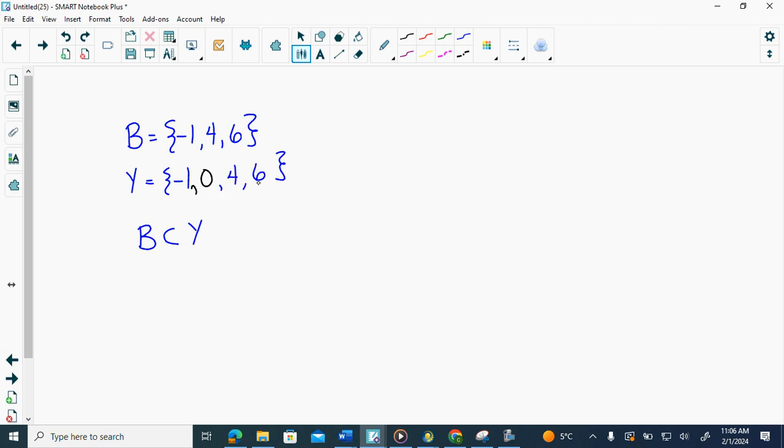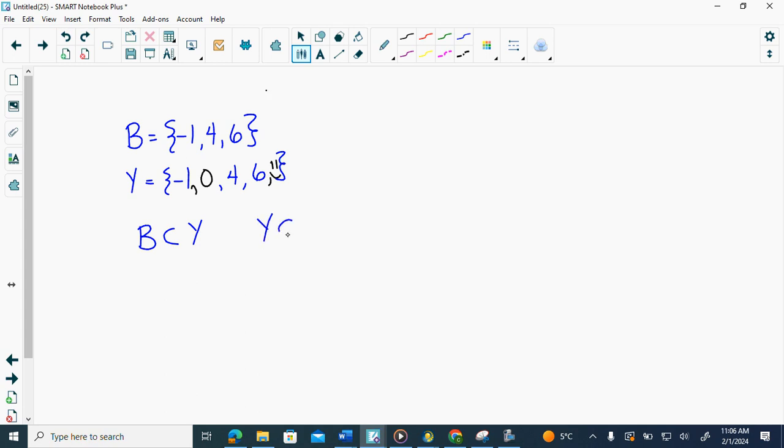Why did I leave -1, 4, and 6 in blue? To prove to you that everything in B is now in Y, correct? And then you added a 0, which is perfectly fine. I could add a smiley face for all it matters. Oops, doesn't want me to. It's fighting. I could add a smiley face. Would that still be a subset of each other? Yeah.